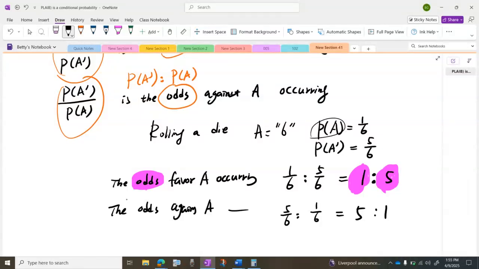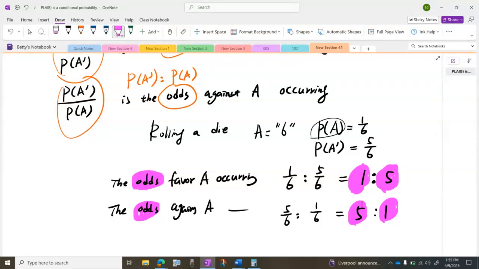What's the odds of losing? The odds of losing, 5 to 1, means the chance of losing is 5 times more than the chance of winning. Right? Does that make some sense? Am I clear about the definition of odds?